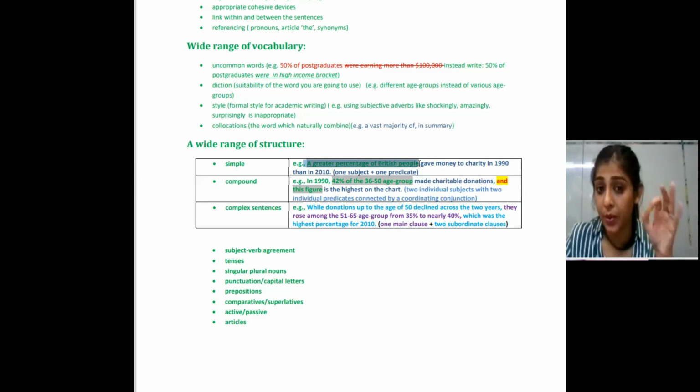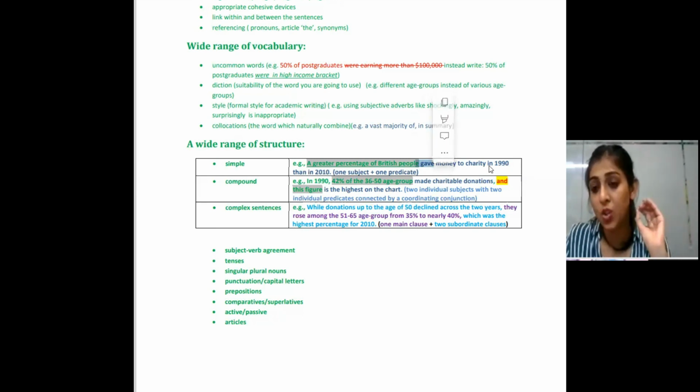Alright, a great percentage of British people, that's the subject, from A to people. Then there is the form of verb that I'm going to underline, that's gave. Then there is the complete object. So this is the simple sentence.